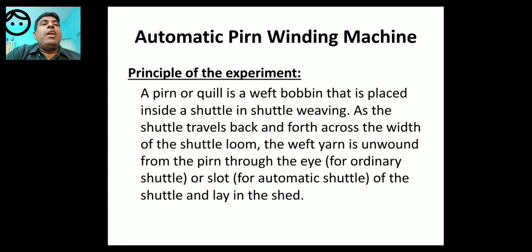So here we are learning about the automatic pirn winding machine. Before learning that, what is a pirn? A pirn or quill. So pirn is also known as quill. That is a weft bobbin. Ring bobbins are generally spinning bobbins or warping bobbins. Generally they think like that, but it is a weft bobbin that is placed inside a shuttle. So the pirn or quill is placed inside a shuttle in shuttle weaving.